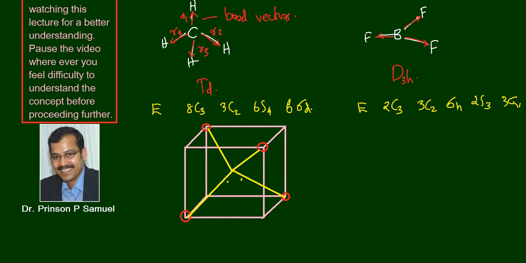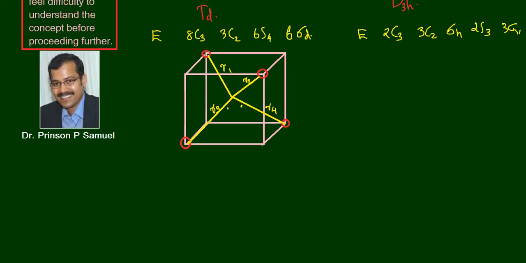Let me call this one R1, this is R1, and then this one R2. This is R2. Then this is R3, and this is R4. So these are the bond vectors. And now I am going to perform each operation. For example, I will perform E, then C3, then C2, S4, and sigma d. And we will see how these bond vectors will transform.